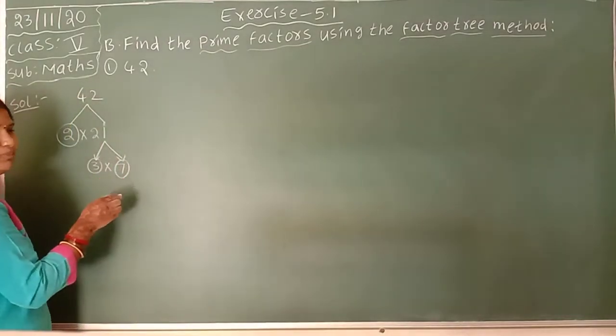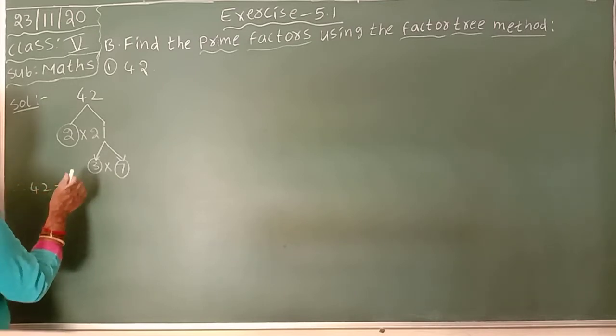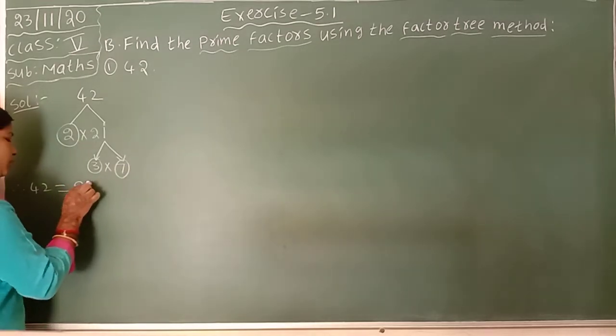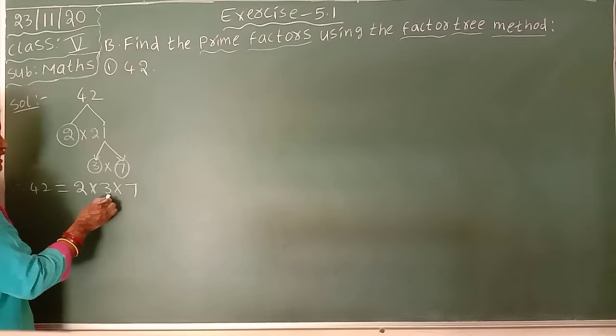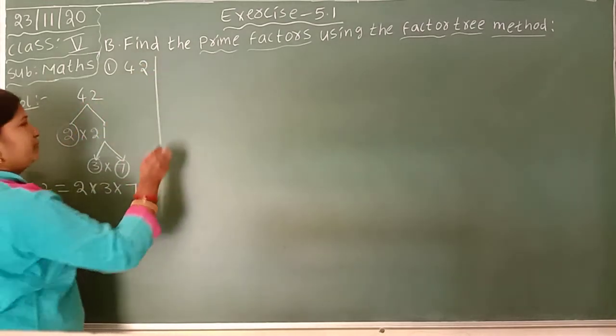These are also prime numbers. Therefore, 42 is equal to only the circled numbers, which you should write here: 2 into 3 into 7. 2 threes are 6, 6 sevens are 42. You will get the same answer.